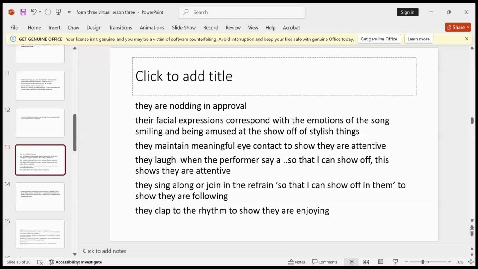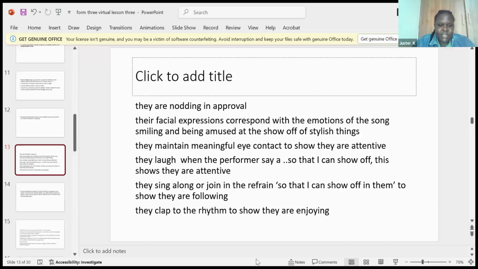When the audience are nodding in approval, their facial expressions correspond with the emotions of the song, smiling and being amused at the show off of stylish things. They maintain meaningful eye contact to show they are attentive. They laugh when the performers say, so that I can show off. This shows they are attentive. They sing along or join in the refrain to show they are following. They clap to the rhythm to show they are enjoying.